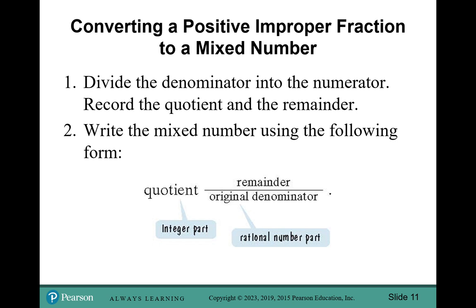Let's look at converting a positive improper fraction to a mixed number. In order to do this, we are going to divide the denominator into the numerator. We are going to record the quotient and the remainder. We are going to write the mixed number using the following form. Quotient first, remainder over original denominator second. Your quotient part will be your integer part. Your remainder over original denominator will be the rational number part.